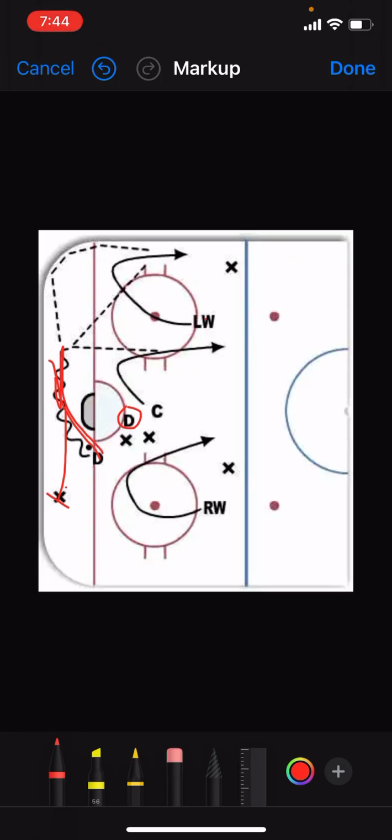What I would like to see this defenseman get in the habit of doing, or the player that finds themselves in this position, is slide over here. And when I say slide, I mean skate quickly. Move over there quickly and do it facing the play. So you would be skating backwards like this, watching the play, okay? And when you get to this spot, you stop.